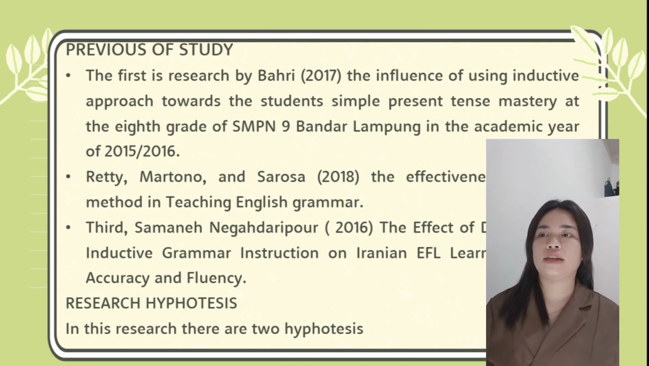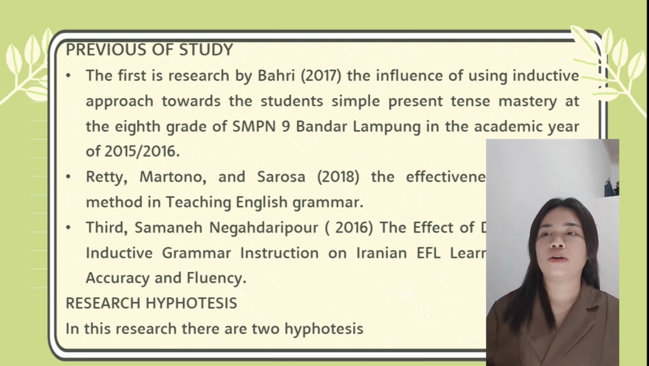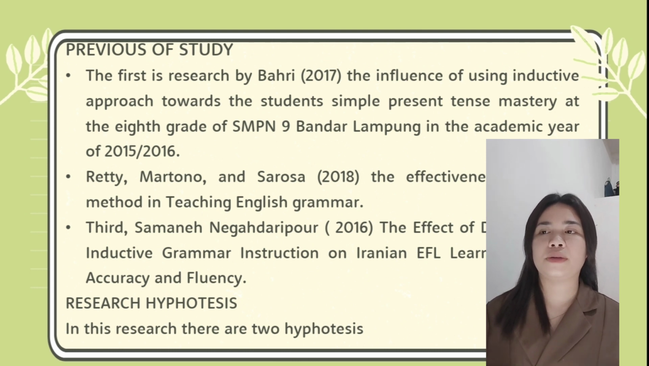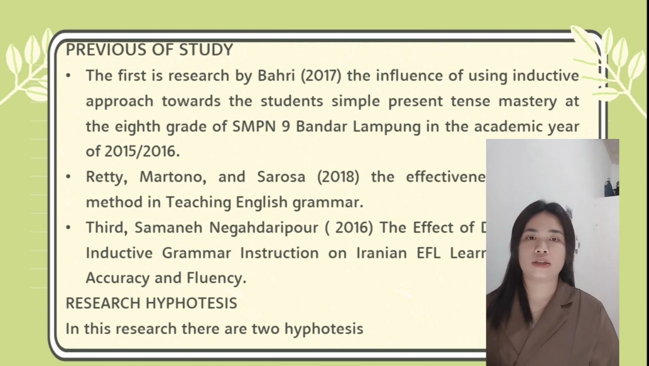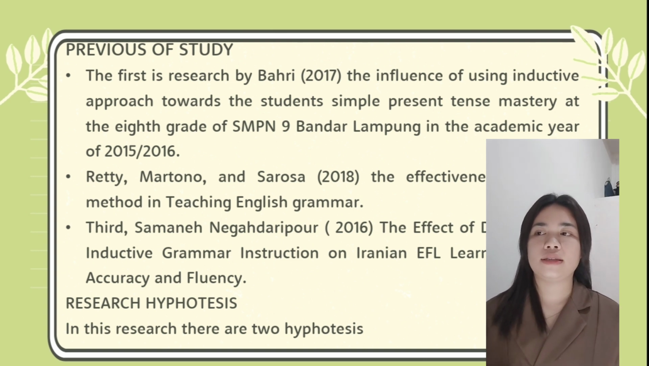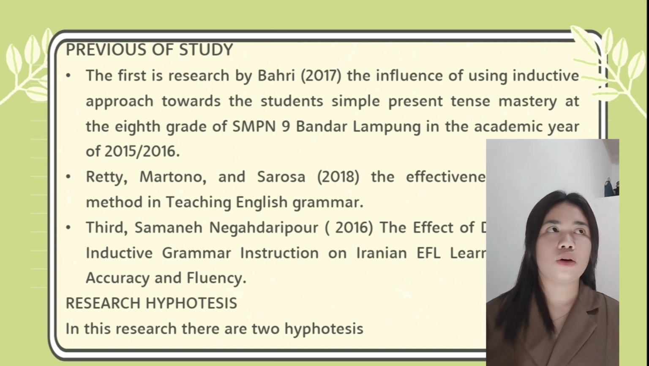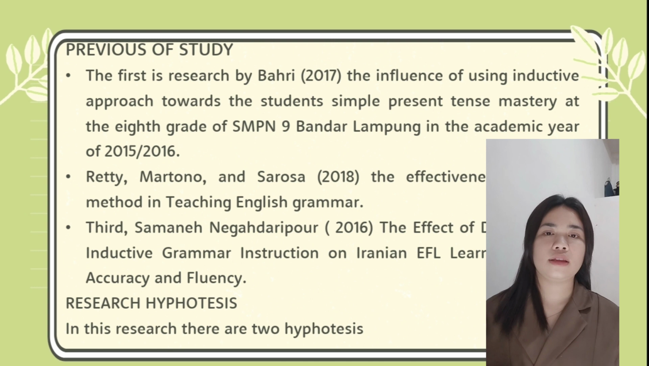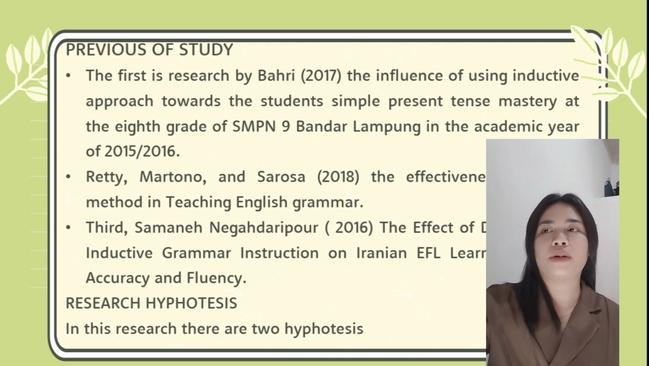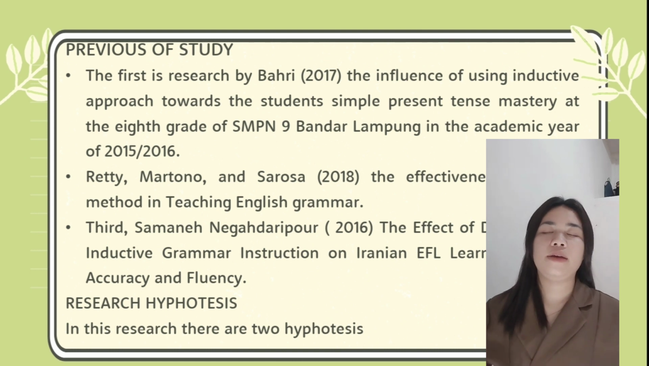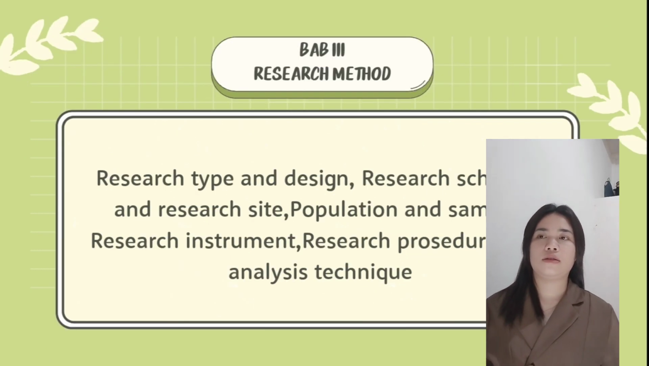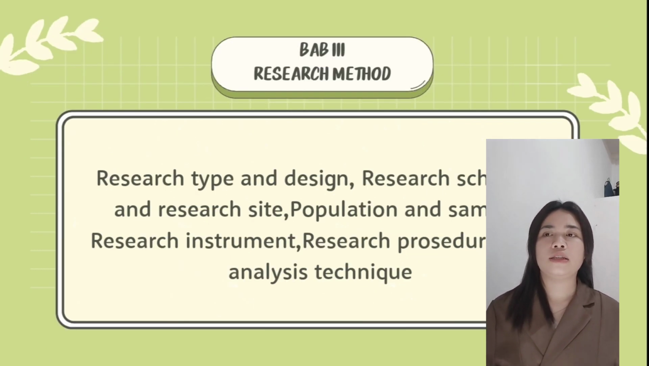The next is the researcher's hypothesis. So in this research, there are two hypotheses. The first is that the use of the inductive method can improve student achievement on simple present continuous. And the second is that the use of the inductive method cannot improve student achievement on simple present continuous. Okay, the last part is Chapter 3, research method.